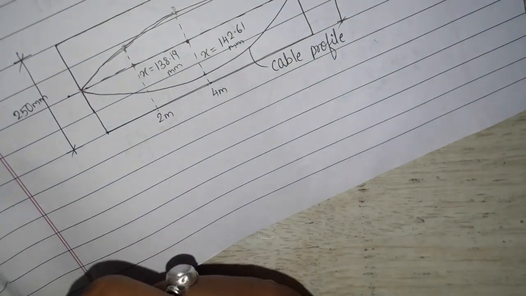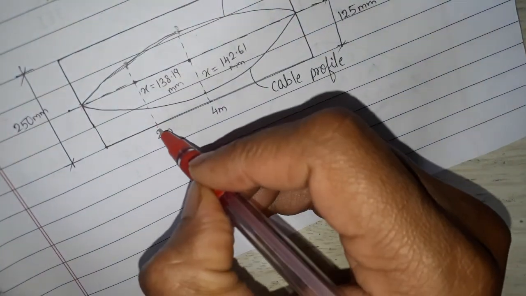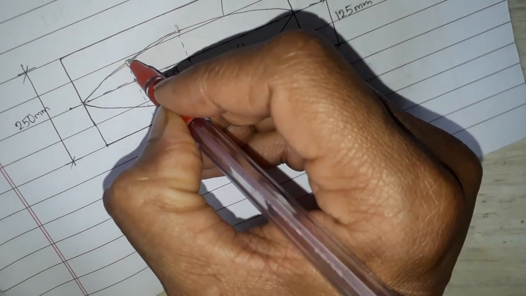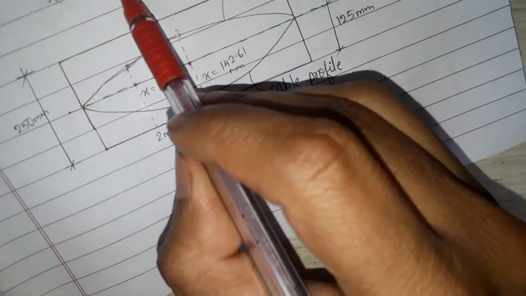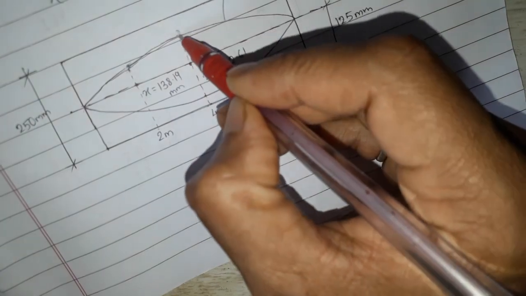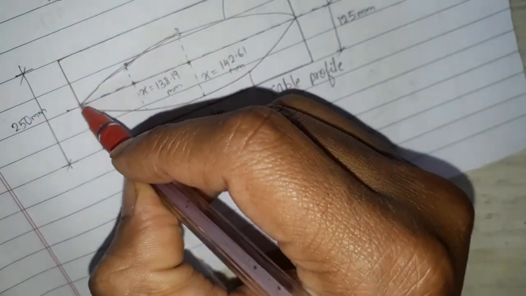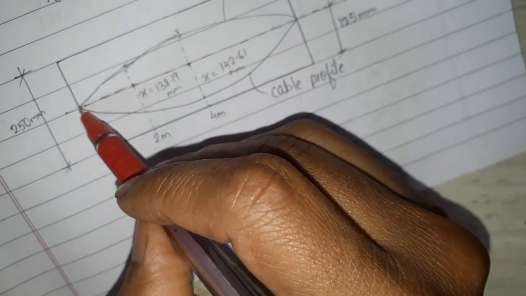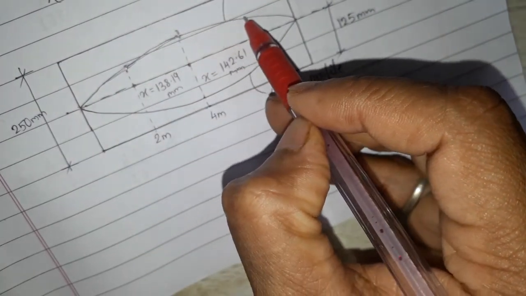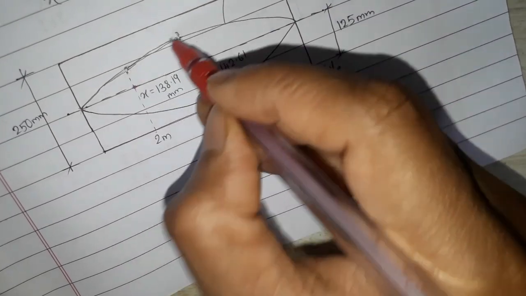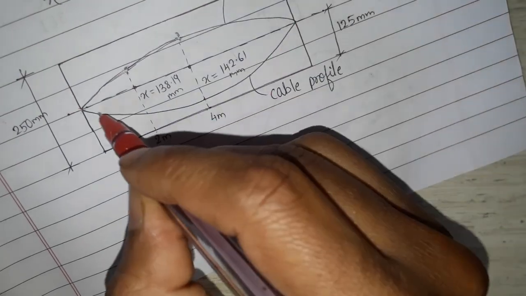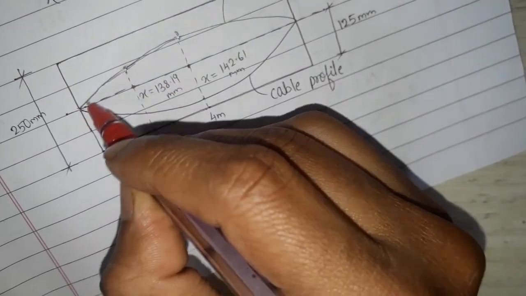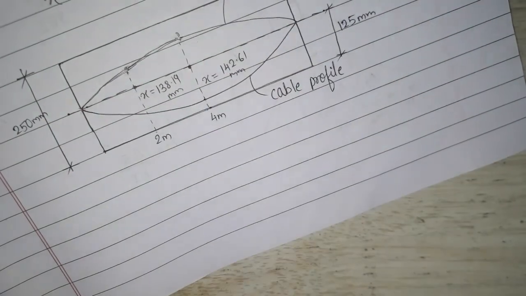For the second, the location of the pressure line at quarter span, we have got 138.19 from the bottom, so you can mark the point. After that, for mid span it is 142.61 from the bottom. You mark all the 3 points, then join them, and you will get the profile of the pressure line. This is the profile of the cable; the cable profile is parabolic.